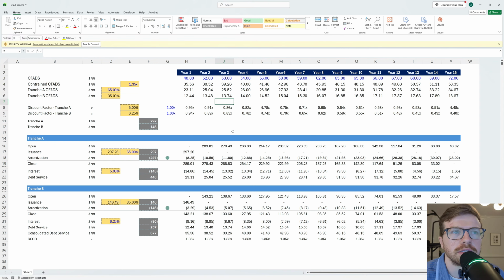Project finance modeling should be generally really simple. It's just having a good understanding of what you're trying to achieve in each of your mechanics that encapsulate a really strong model.